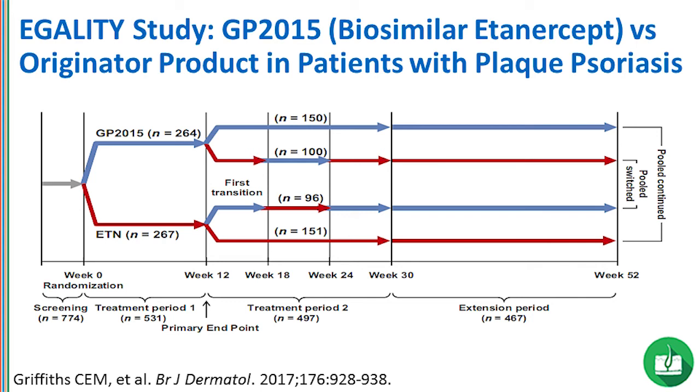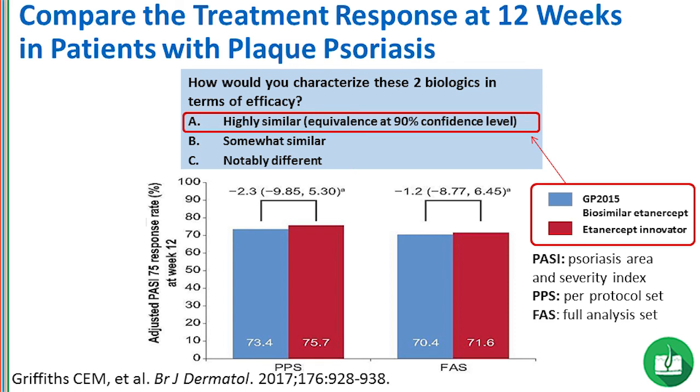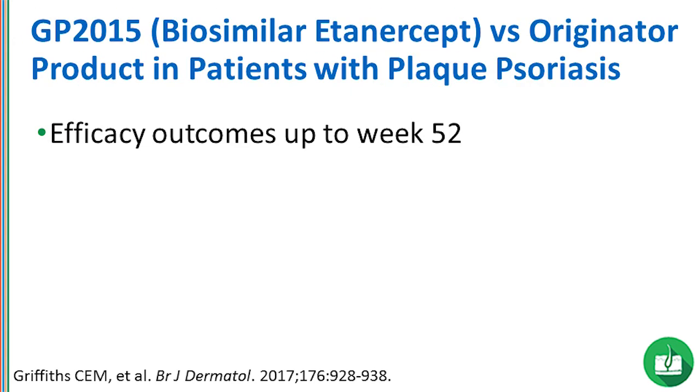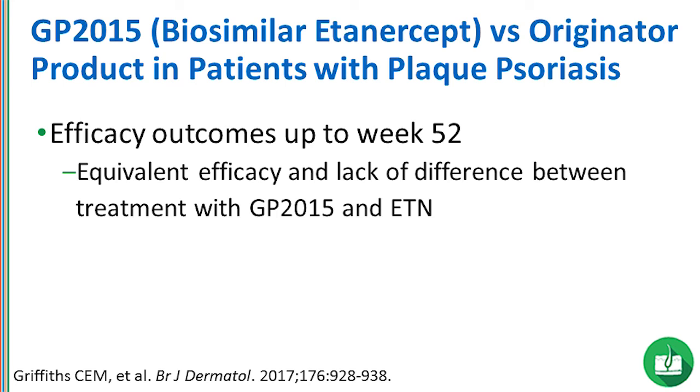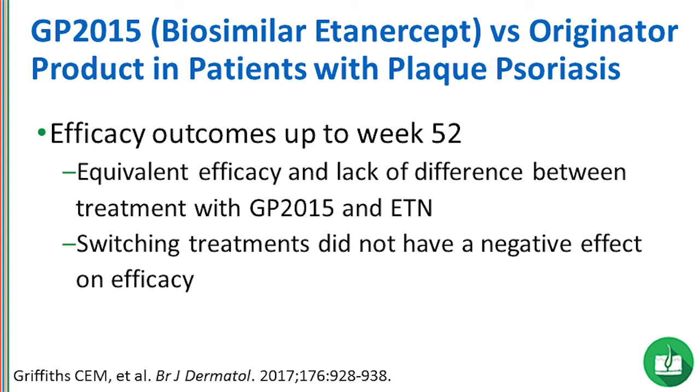Now, the Egality study also looked at the biosimilar versus the originator product in patients with plaque-type psoriasis and looked at various endpoints, and we have data all the way up through week 52. In comparing the treatment response at 12 weeks in patients with plaque-type psoriasis, we can see an adjusted PASI 75 nearly identical between the biosimilar etanercept and the etanercept Innovator. The efficacy outcomes were again up to week 52, and what we saw was equivalent efficacy and a lack of difference between the two products. Switching treatments also did not have a negative effect on efficacy.